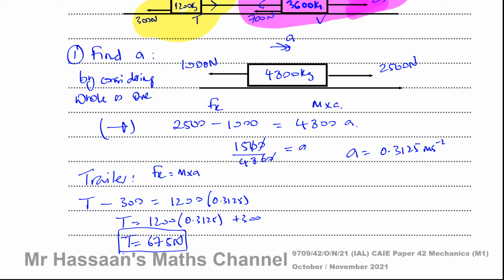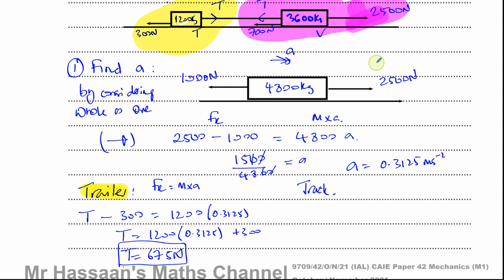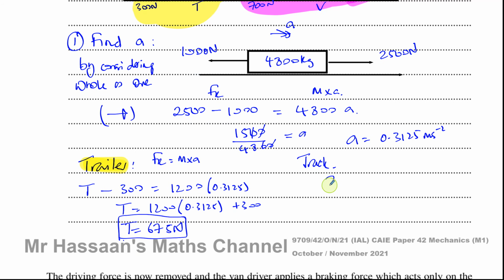We'll also show you how to do this using the truck and see that we get the same answer. So using the truck, we have more forces acting. As you can see, we've got 2,500 minus 700 minus T, and that is equal to the mass, which is 3,600, times the acceleration, 0.3125.